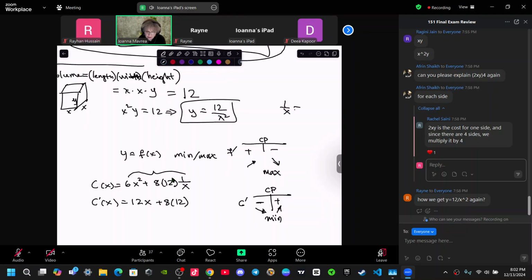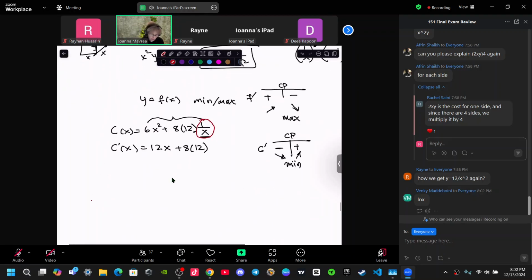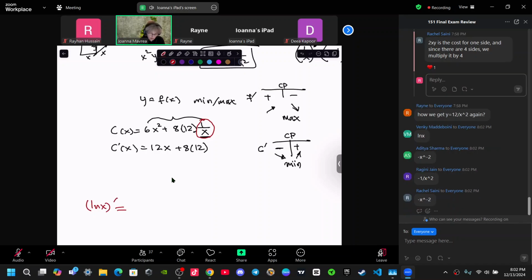So 1 over x is the same as x to the negative 1. So the derivative of 1 over x is the same as the derivative of x to the negative 1. So what's the derivative of that? I just said not to put natural log. The derivative of natural log is 1 over x. It's not backwards. It's not true that the derivative of 1 over x is natural log. No.